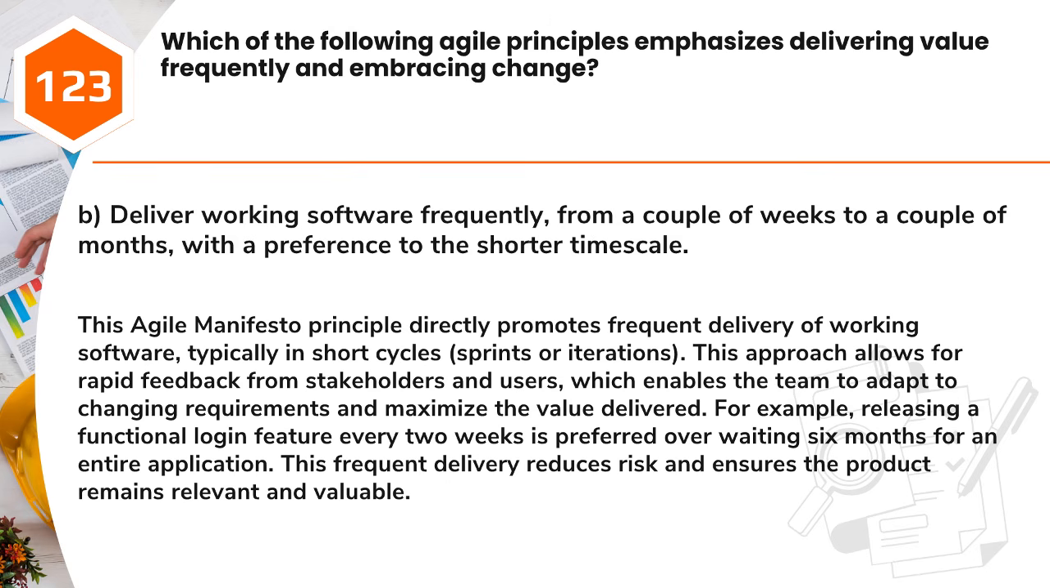Answer: B. Deliver working software frequently, from a couple of weeks to a couple of months, with a preference to the shorter timescale. This Agile Manifesto principle directly promotes frequent delivery of working software, typically in short cycles, sprints or iterations. This approach allows for rapid feedback from stakeholders and users, which enables the team to adapt to changing requirements and maximize the value delivered. For example, releasing a functional login feature every 2 weeks is preferred over waiting 6 months for an entire application. This frequent delivery reduces risk and ensures the product remains relevant and valuable.